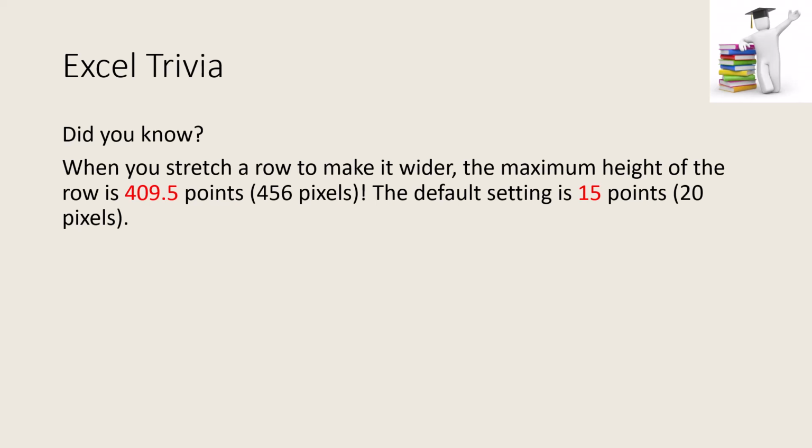Excel trivia. Did you know when you stretch a row to make it taller, the maximum height of the row is 409.5 points. The default setting is 15 points.